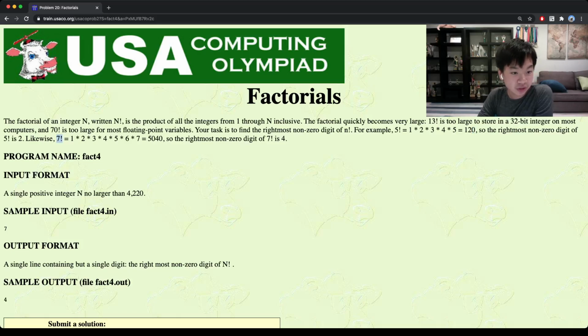And 7 factorial would be 1 times 2 times 3 times 4 times 5 times 6 times 7, which would be 5040. So the rightmost non-zero digit counting from the right would be 4. So an example would be n equals 7, and our answer would be 4.